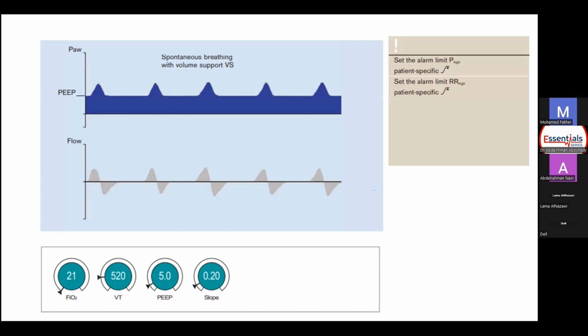Notice here that it's very essential to adjust the alarm limit of the P-high. In any dual control mode, the alarm is a part of the settings, not a part of the alarm. Because if you adjust the alarm settings to 25 centimeter water, and the pressure limit needed to achieve the tidal volume is more than 25 centimeter water, the ventilator will tell you, sorry, I cannot achieve this volume by the safety of the pressure. So here, setting the alarm is something like setting the maximum pressure support allowed during this mode. So setting the alarm is very essential. The high alarm is very essential in the volume support mode.